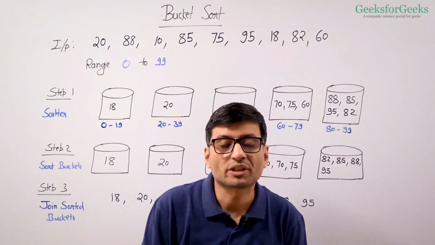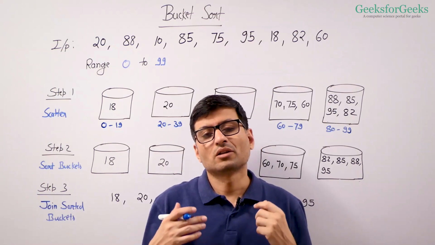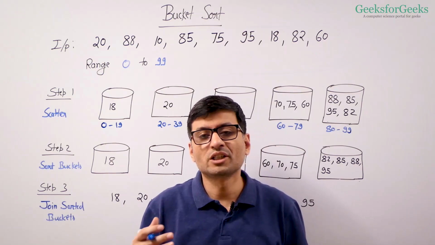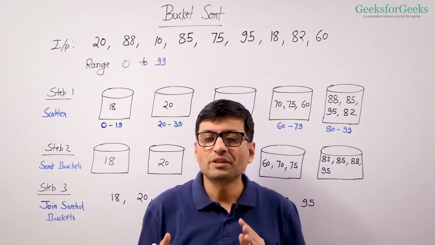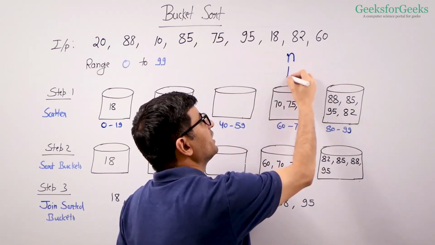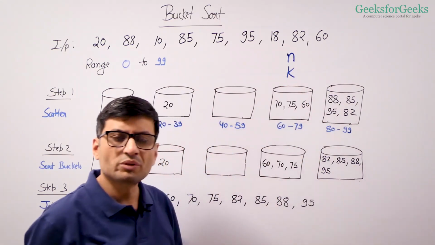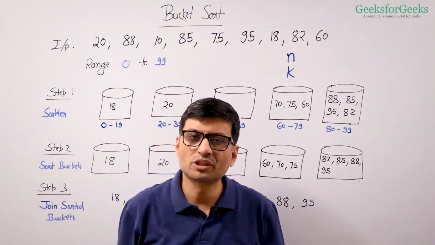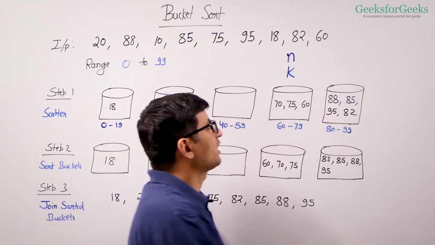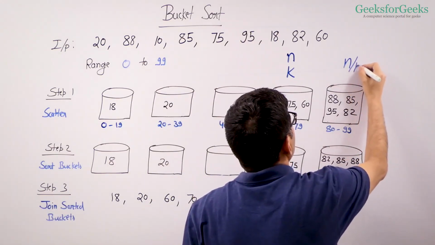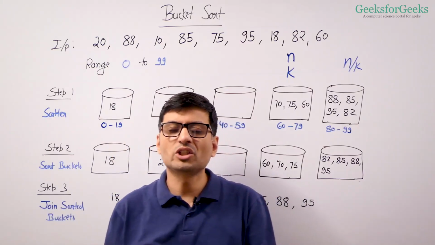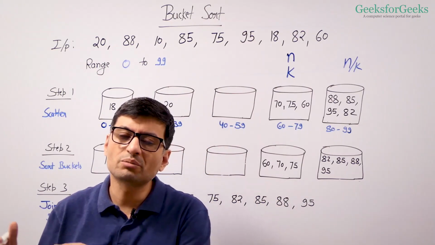Let us now analyze bucket sort in more detail. The question arises, how many elements are going to be there in individual buckets? See, if we have total n elements in our input array, and if we have k buckets, and we are assuming that our data is uniformly distributed, then how many elements will we have in individual buckets? We will have n by k elements on average, if the data is uniformly distributed, if every element is equally likely to go in any of the buckets.